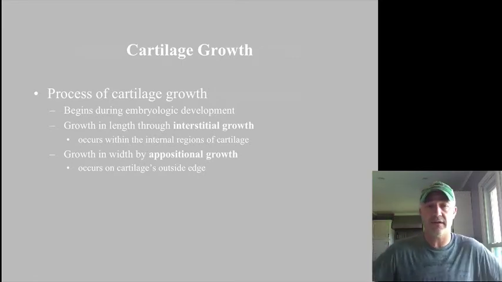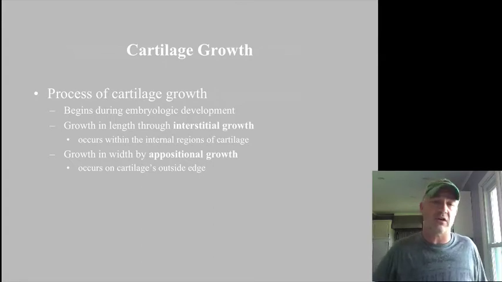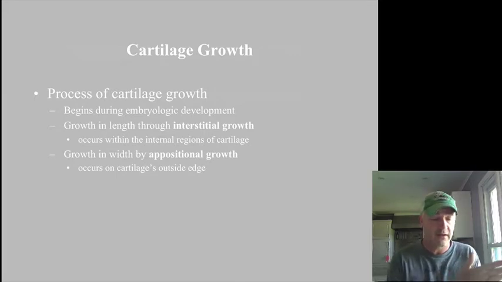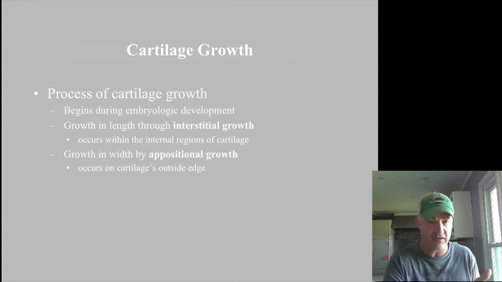So cartilage growth, like it says here, begins during embryonic development. You can see that there's really two main types of growth that can happen in cartilage as well as bone, and that is interstitial growth, which is kind of in the inner regions getting more space in there, versus appositional growth, which is increasing the width but not really changing the inside diameter at all.